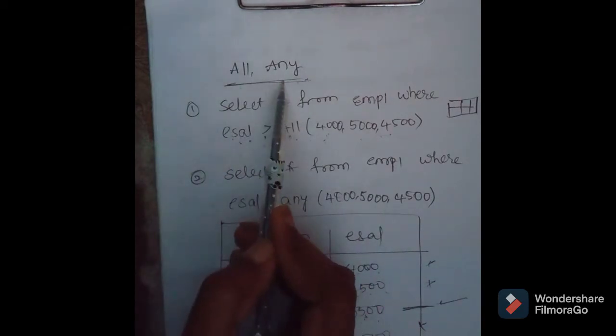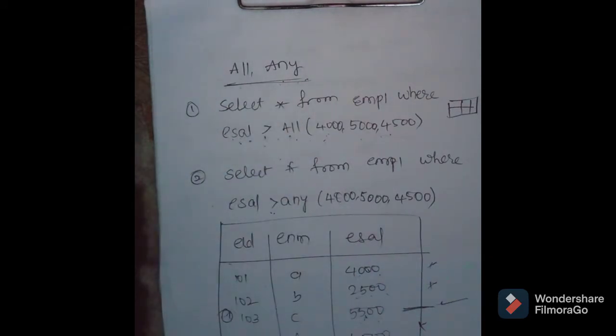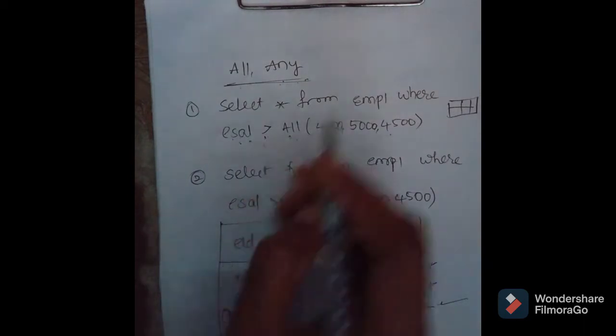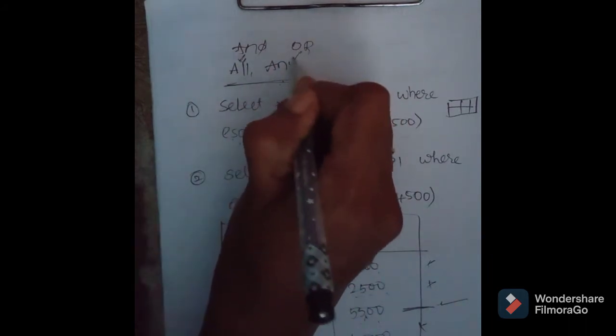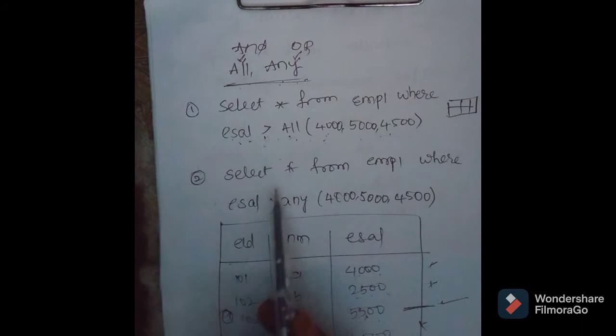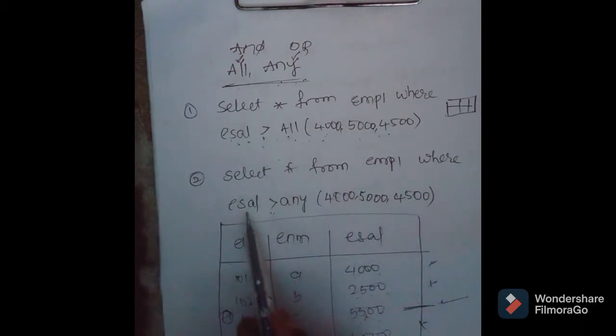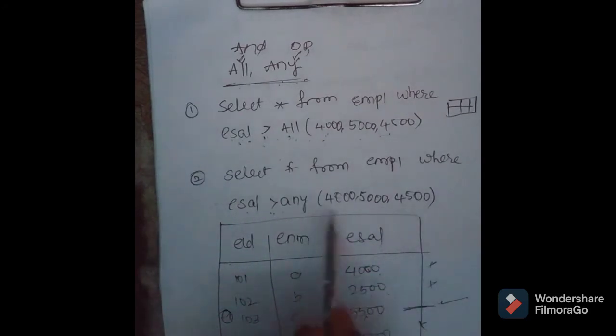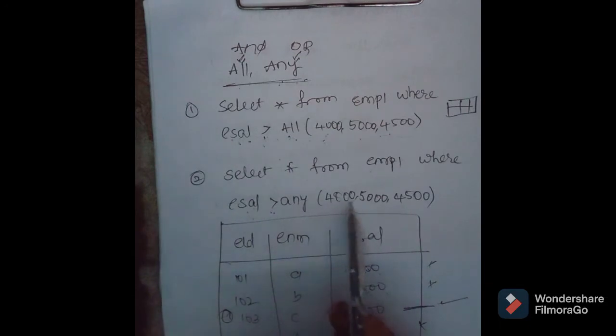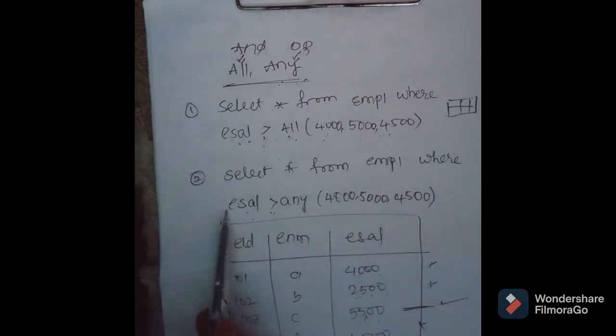Now we'll discuss the ANY operator. ANY is quite the opposite of ALL. ALL means all the conditions must be satisfied. ANY is like an OR condition. If any one of the values is satisfied, then the row will be in your output. So AND is like ALL and OR is like ANY. Now, select star from employee where employee salary is greater than ANY of the specified values. If the column satisfies any one of the conditions, the row will be in the result set.